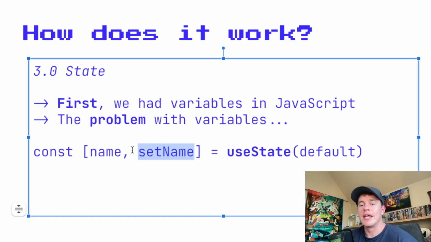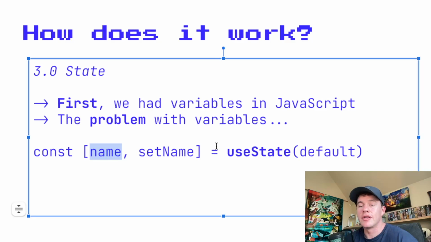So if I had let age equal to 27, when I get a year older, I would just say, okay, age is now equal to 28. You can't do that when you're using a stateful variable in React. Instead, we get access to a special function that we just call as a function, and we pass in the new value we want to assign to the variable. So I would just say set name equal to James, and then the variable name will have the value James assigned to it.